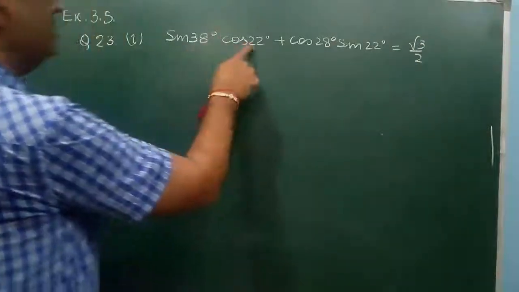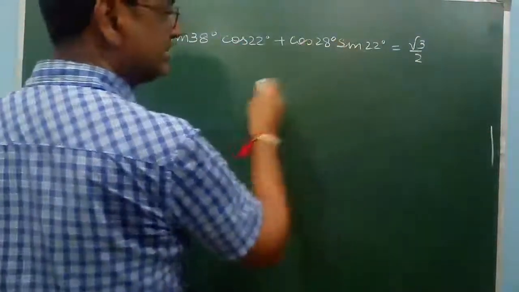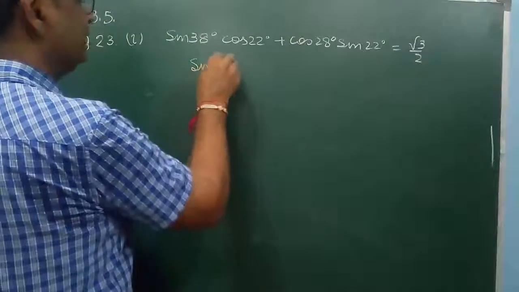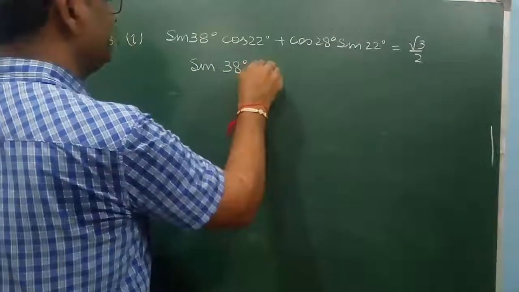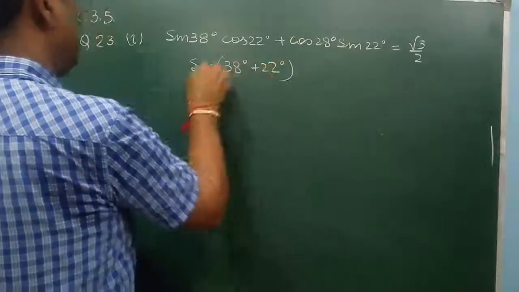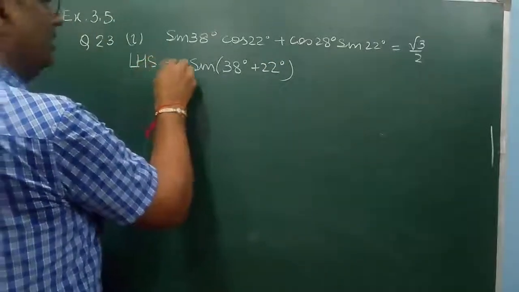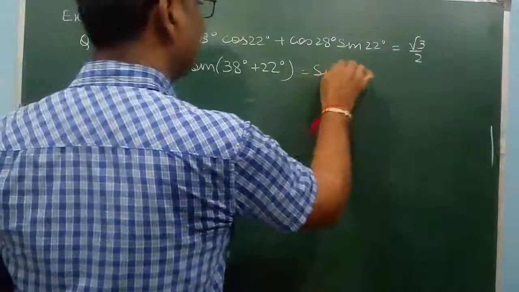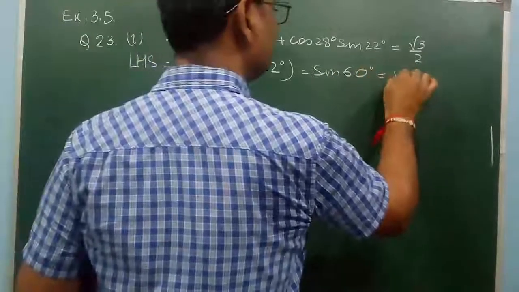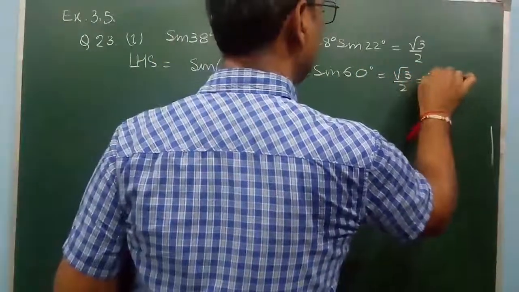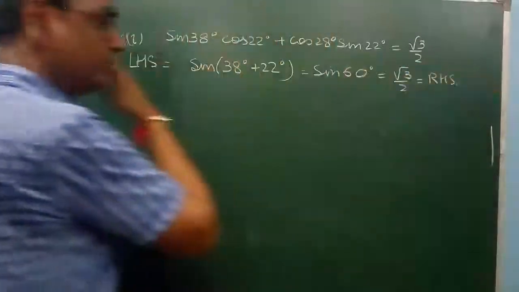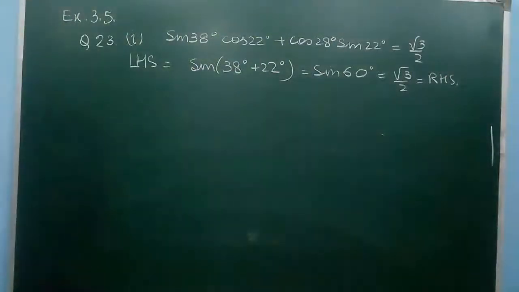Here this is sin A cos B plus cos A sin B. The formula is sin (A plus B). So 38 plus 22. This is LHS. This is sin 60, and sin 60 degree is root 3 by 2. This is equal to RHS. Simply you have to use the formula wherever you can use, and then you can find the answer.